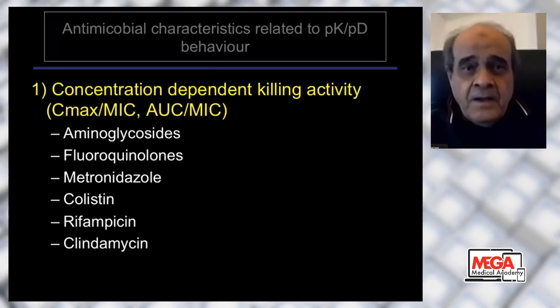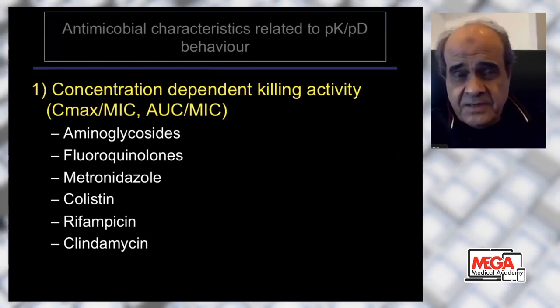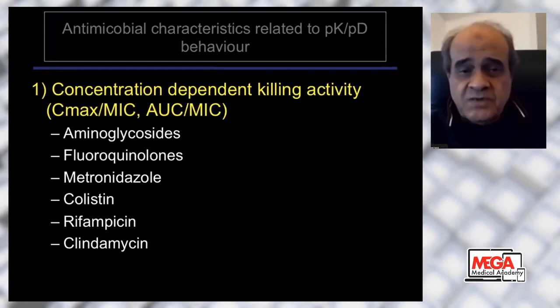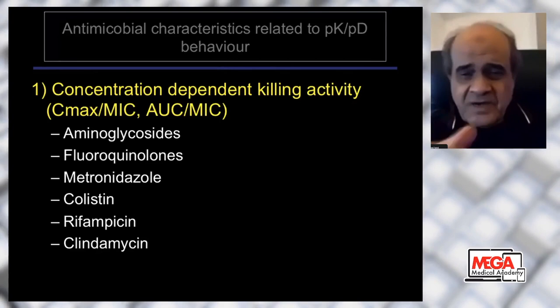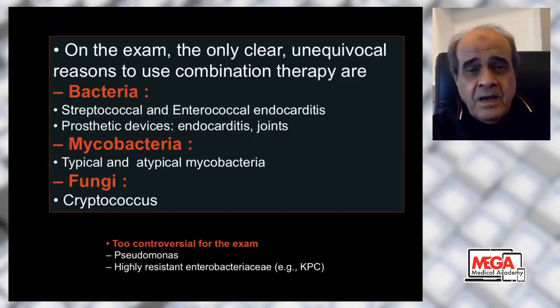Concentration-dependent killing activity is the relation between the maximum concentration and the minimum inhibitory concentration, or the area under the curve and MIC, as with aminoglycosides, fluoroquinolones, metronidazole, colistin, rifampicin, clindamycin. All these drugs we prefer to start with a large dose over a long period of time. If given per day, it will be better with an initial high concentration because it is a concentration-dependent effect. Other drugs, such as beta-lactams, depend on a timing factor.